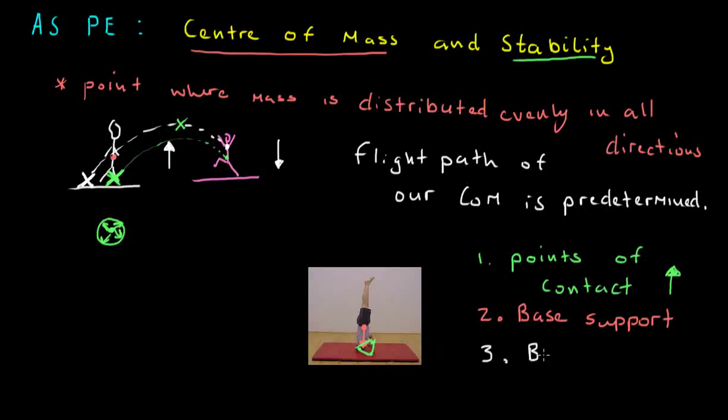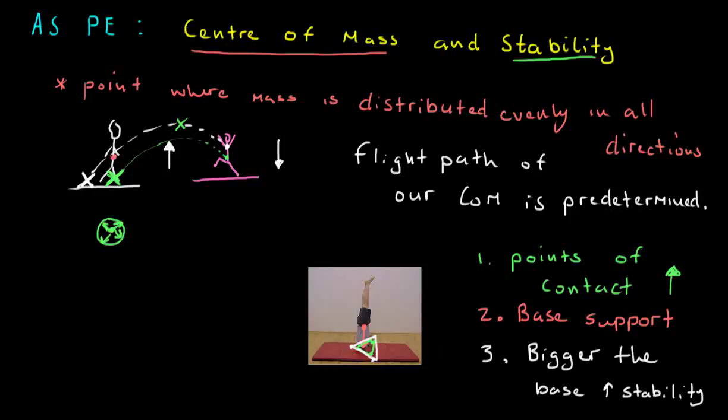The bigger the base, we have greater stability. So in this particular performance, we might say to this performer, if you're struggling to be stable, then perhaps you need to widen your base by spreading your hands and arms further, providing you a bigger area for your centre of mass to be positioned above. So by positioning the centre of mass above a wider base, we are more likely to be stable.